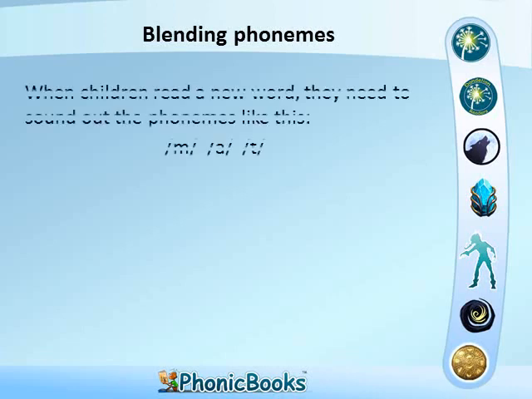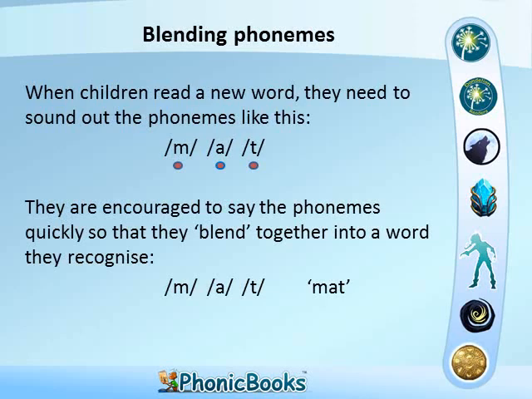Blending phonemes. When children read a new word, they need to sound out the phonemes like this: m, a, t. They are encouraged to say the phonemes quickly so that they blend together into a word they recognize: at, mat.